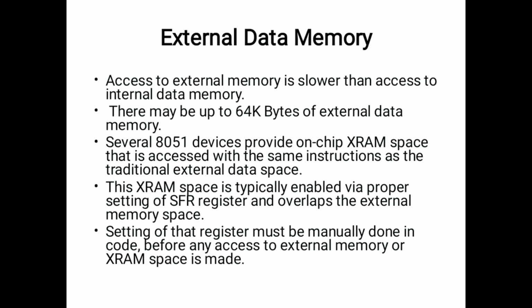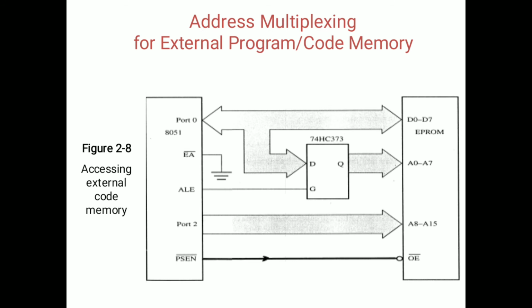Then we have external data memory. We can connect 64K external data memory or RAM in the circuit. Access to external memory is much slower than internal memory. In the SFR register we do proper setting of some bits, and according to that we can access the external data memory. In this diagram we can see how address multiplexing is done for external program or code memory.